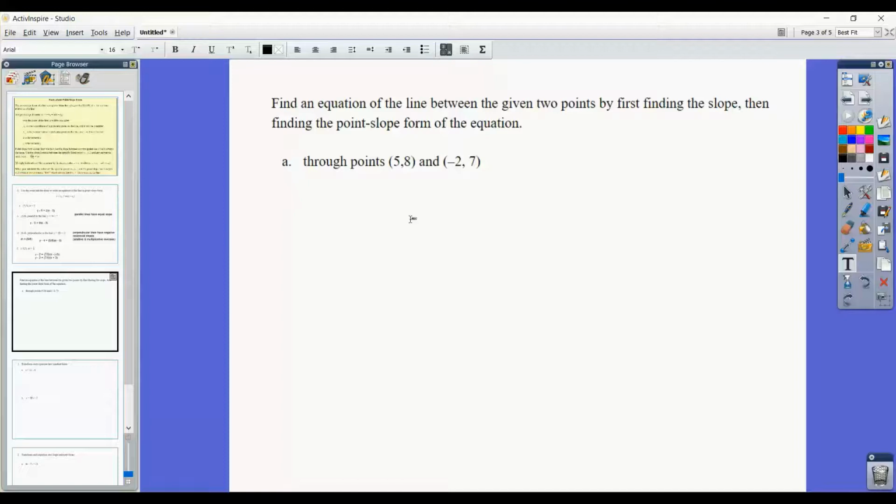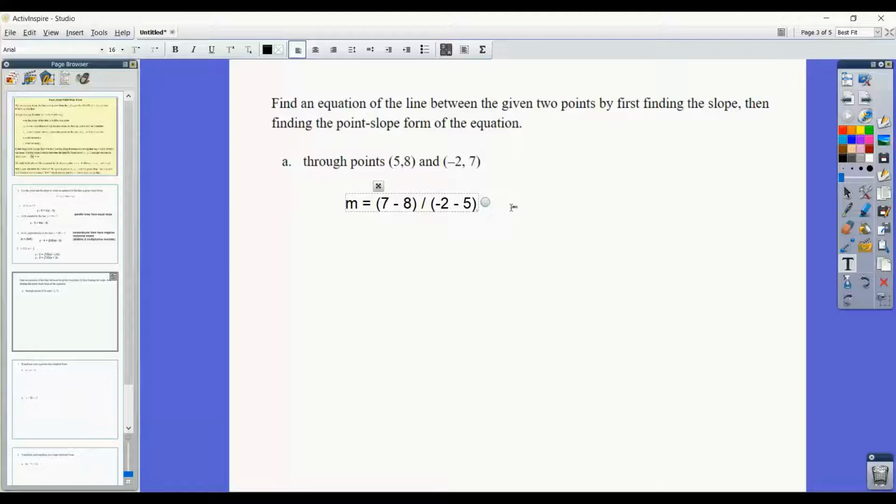Now, this example is a little different because we have points (5, 8) and (negative 2, 7), and our job is to write something in point-slope form with that. So for this example, the first thing we need if we're going to use point-slope form is the slope. Because we have 2 points, our job here is to find the slope between those points first. So to do that, we're going to write out the slope formula: y2 minus y1 over x2 minus x1. So in this case, it's going to be 7 minus 8 divided by negative 2 minus 5.